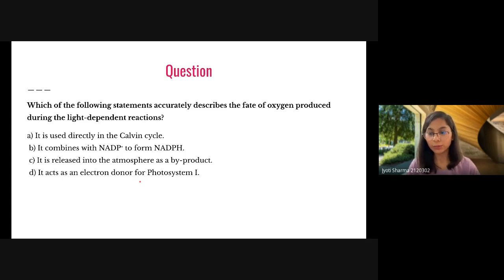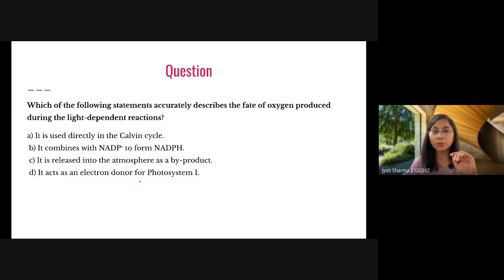As I told you, in the presence of sunlight, we had the splitting of the water, right? And splitting of water will release oxygen and proton and electron. And I have told you the function of electron, how this electron will be utilized.